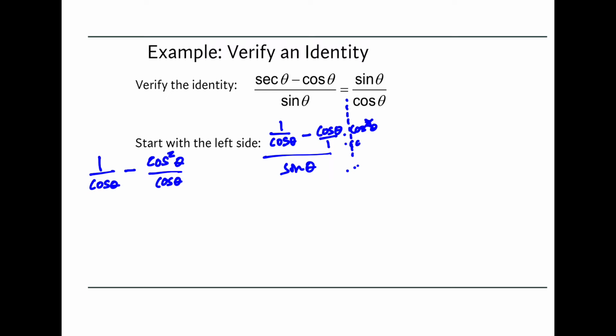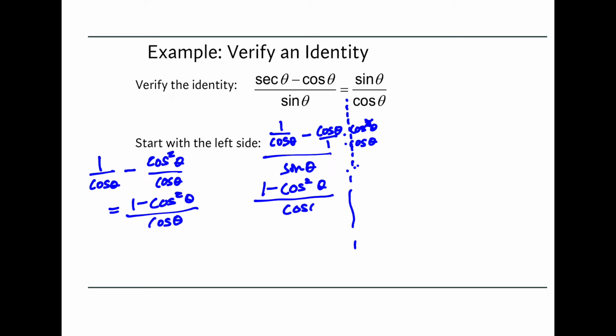Cosine on top and cosine on bottom. So that gives me cosine squared on top. And then writing these as 1, that gives me 1 minus cosine squared theta over just a regular cosine theta. All right, so I'm going to rewrite that in now. So I have 1 minus cosine squared theta over cosine theta, over sine theta.